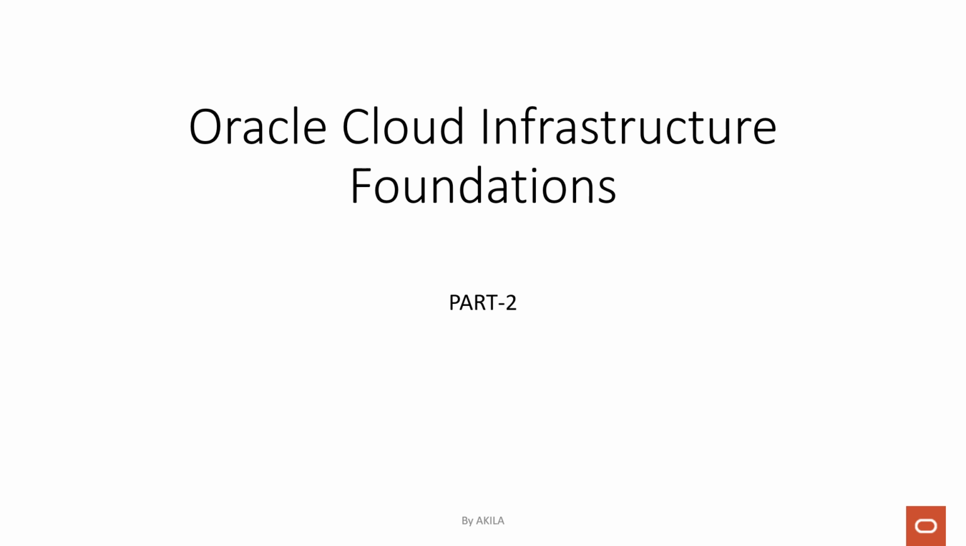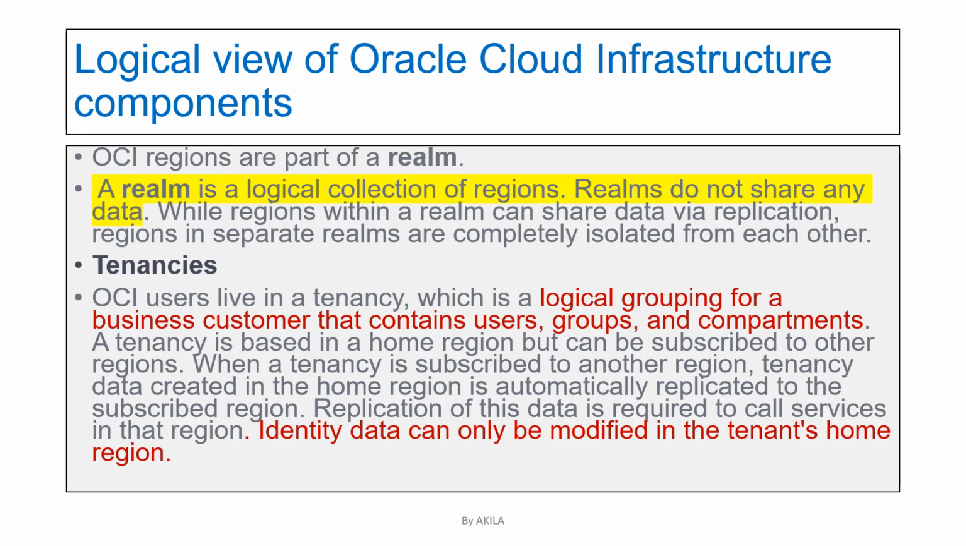In the previous session, we saw OCI Foundations Part 1, which comprises the OCI basics, and we went up to the logical view. Continuing the logical view, we are going to learn the OCI logical view. In the previous session, we saw the meaning of OCI regions and tenancy. OCI regions are logical connections, and these logical connections together are called a realm. A realm never shares any data, but it can be replicated.